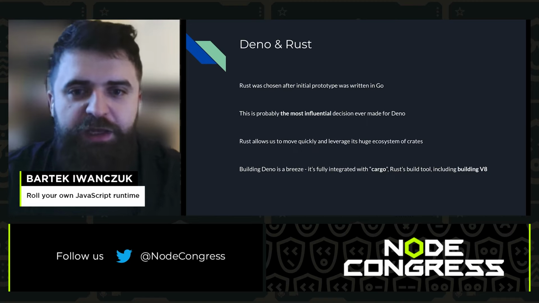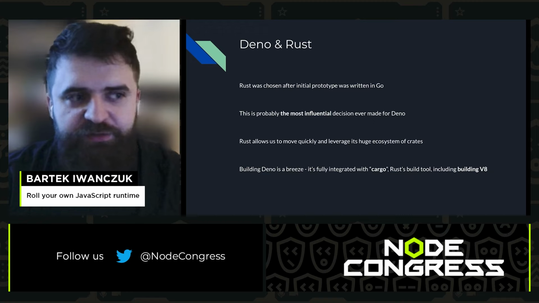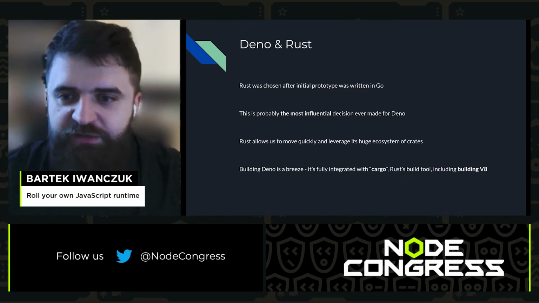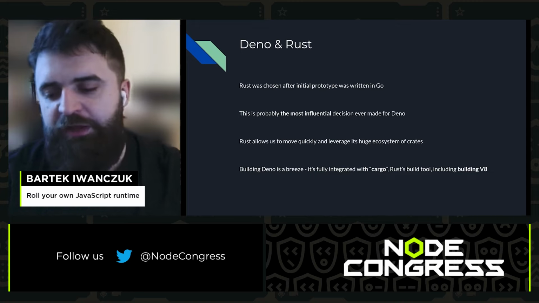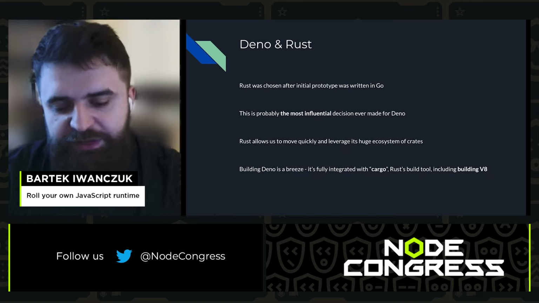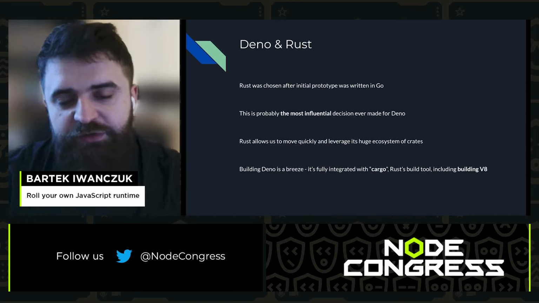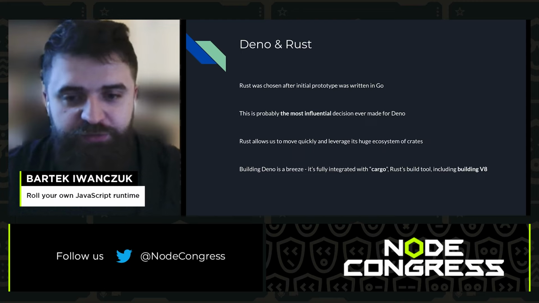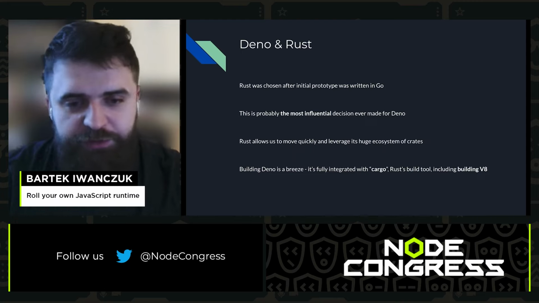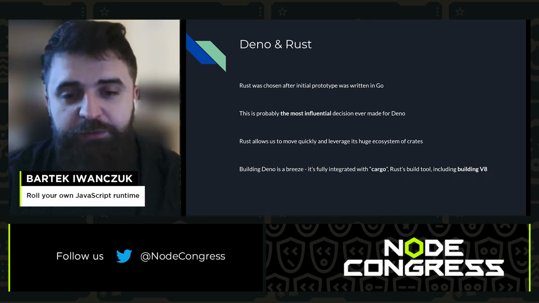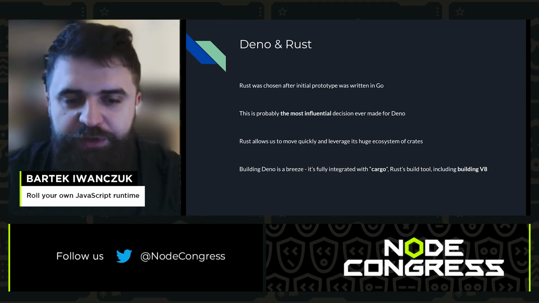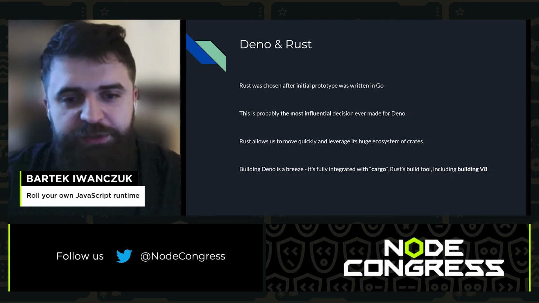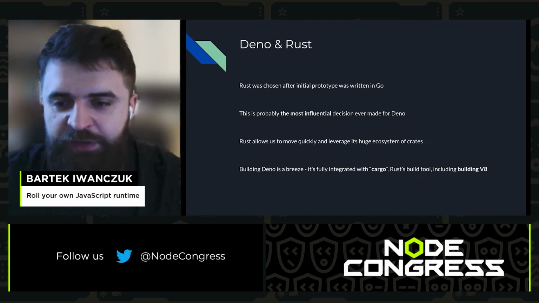which is a low-level language, or systems language, that doesn't have a garbage collector. And I can say that this is probably the most influential decision ever made for the Deno project. Rust allows us to move very quickly, and it allows us to leverage a huge ecosystem of available crates. Most of the crates are very high quality. For example, an HTTP crate that implements the HTTP protocol is very well tested and has great coverage. So we're very confident using it that we'll be adhering to the defined protocol.